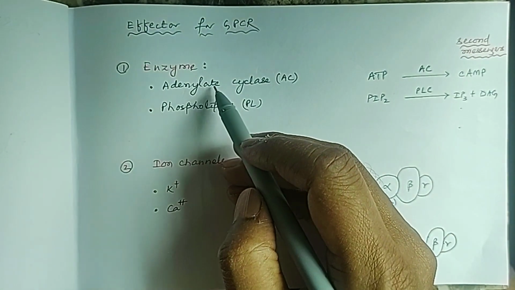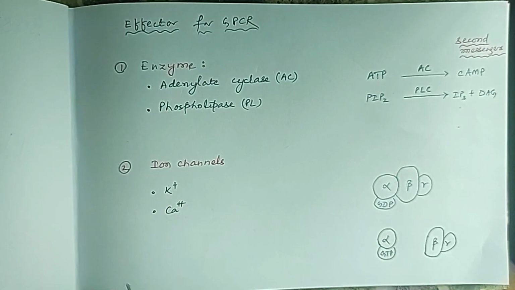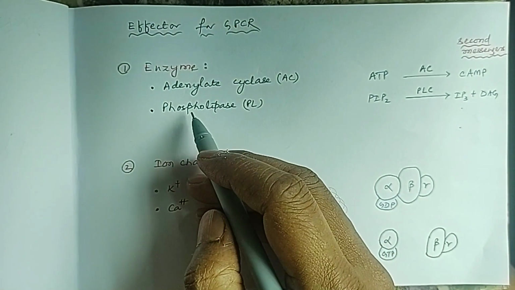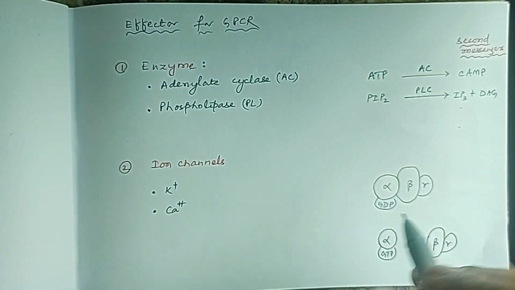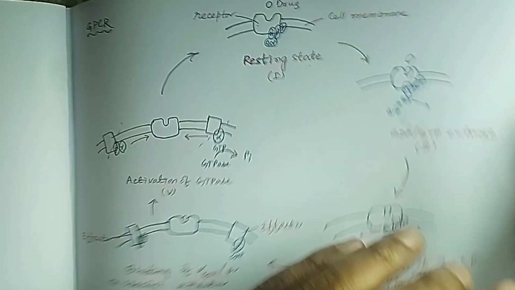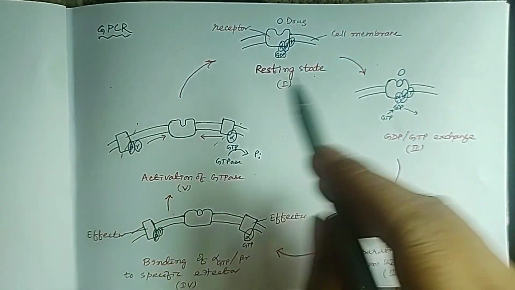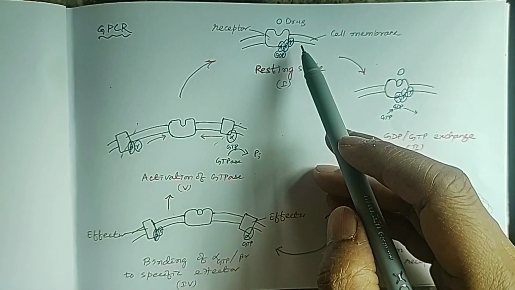The enzyme may be adenylyl cyclase and phospholipase. Ion channel may be potassium or calcium. In case of Gq type G protein coupled receptor, the effector is phospholipase. So let us just see how G protein coupled receptor operates.